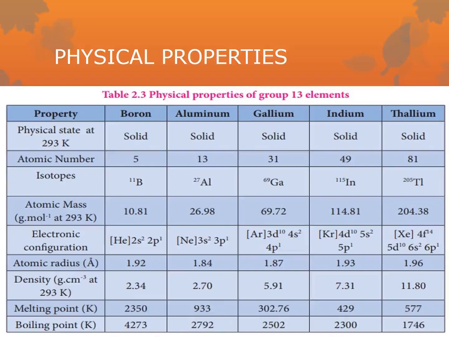Their isotopes are given, like 11B, 27Al. Atomic mass is given, and electronic configuration is given, atomic radius is given, density is given, melting point. If we reach the melting point, solid changes to liquid form. Further, at the boiling point, it changes to gaseous form. This is the melting point and boiling point.